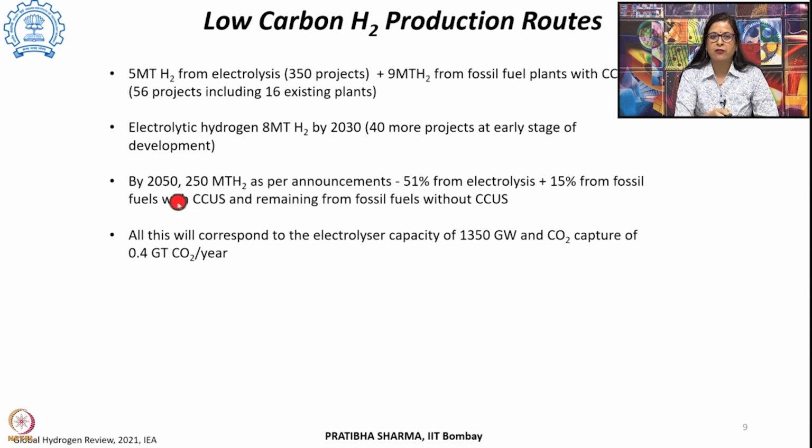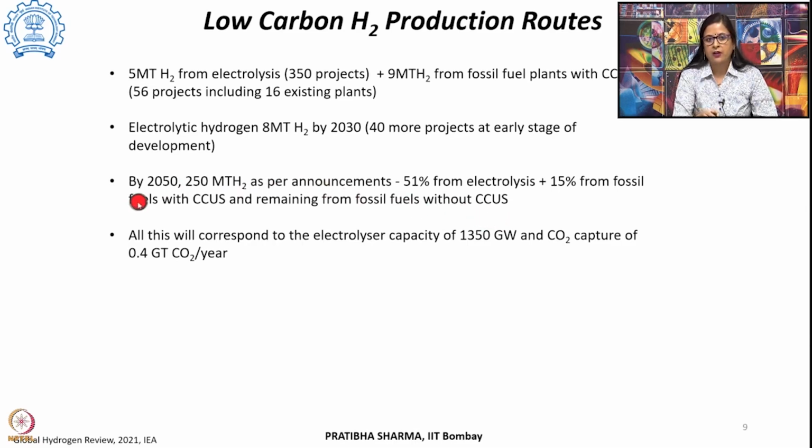By 2050, as per the pledges, the strategies, the roadmaps which various countries globally are coming up with, the different announcements that they are making, the pledges which are coming up in the clean hydrogen production scenario. By 2050 it is expected that 250 million tons of hydrogen will be produced, and out of that 250 million tons 51% will come from electrolysis and 15% will come from fossil fuel plants which are integrated with CCUS. The rest is going to come from plants which are not integrated with carbon capture, use and sequestration.